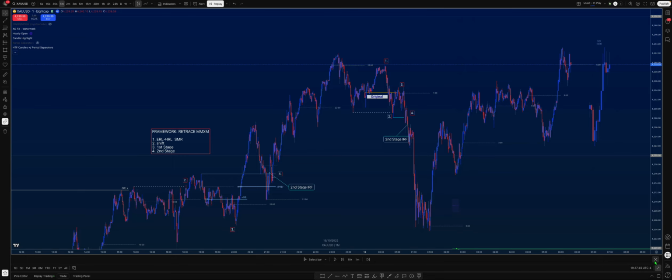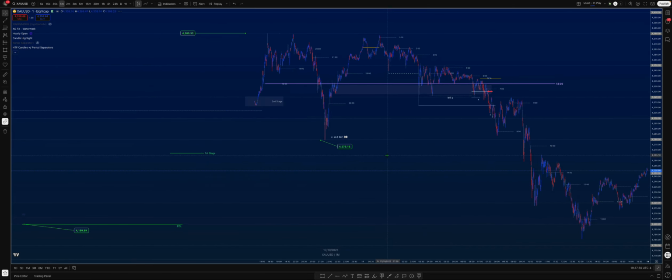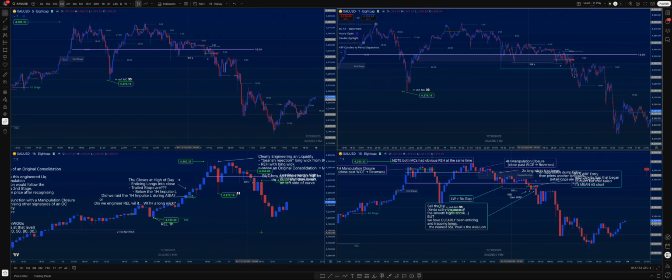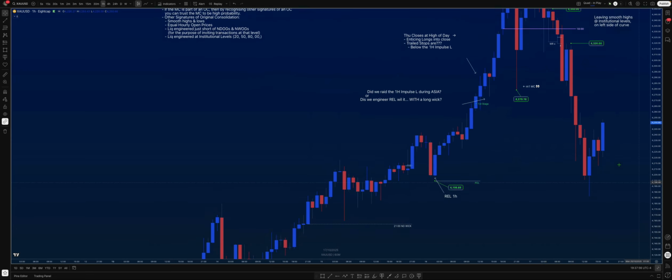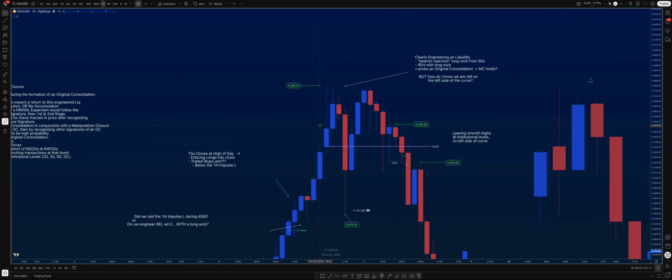I'll give a quick example of that. It is a bit of a side track. I didn't want to go too off topic, but if we go to the hourly time frame, in fact, that's exactly what I wrote up there. You can pause that and read it if you want. I'm not going to read through it now. But what it is, we have a manipulation closure, which is a closure above the midpoint of this wick. That should be bullish, but it's the very next candle, it just rejects straight back down. That's what constitutes a manipulation closure. That becomes an original consolidation that we're planning on coming back to.